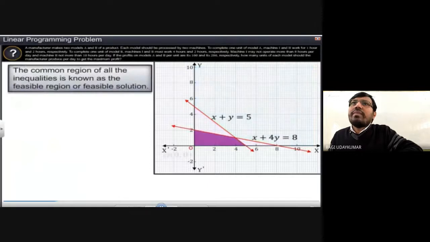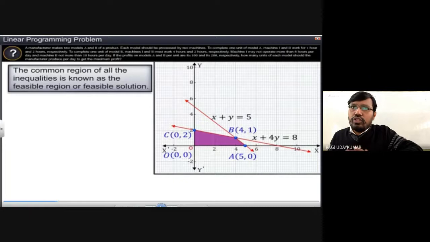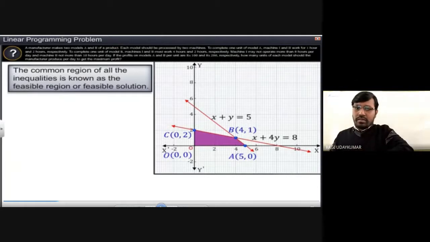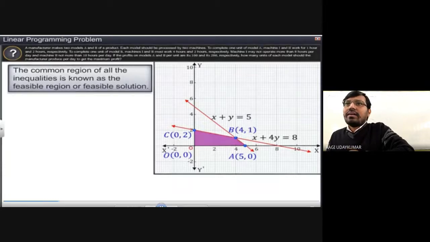So here the common region of these inequalities is called the feasible region. What do we call it? It is called the feasible region or feasible solution. The common region of the inequalities, or you can say constraints. So this is called a feasible region or feasible solution, and it contains the border points.